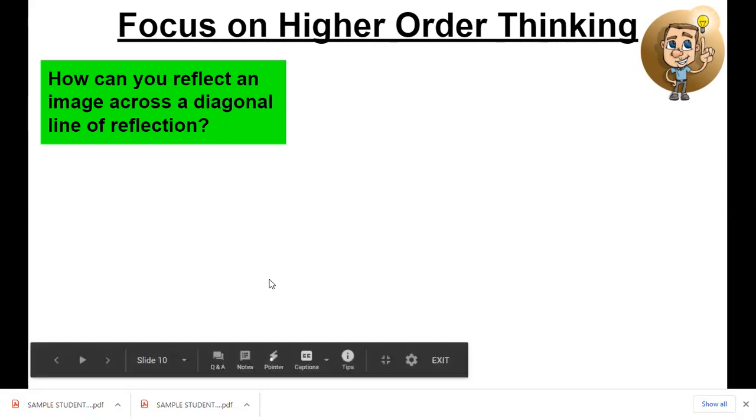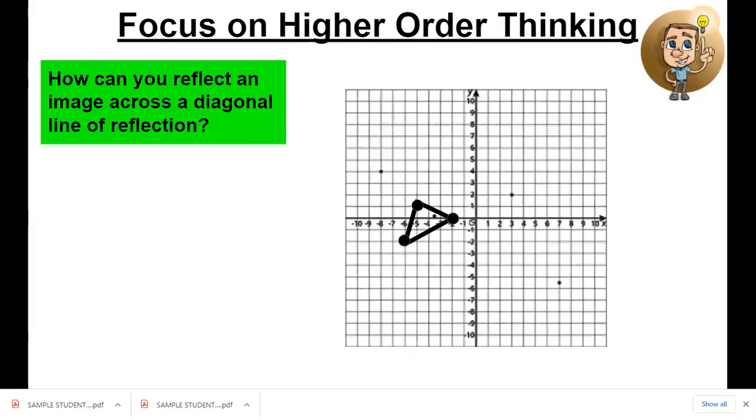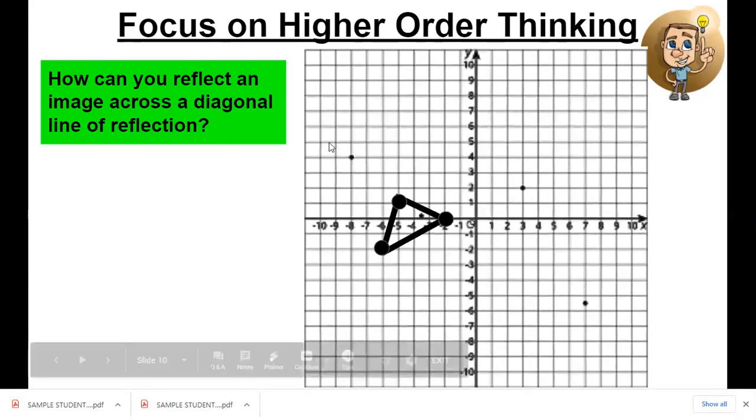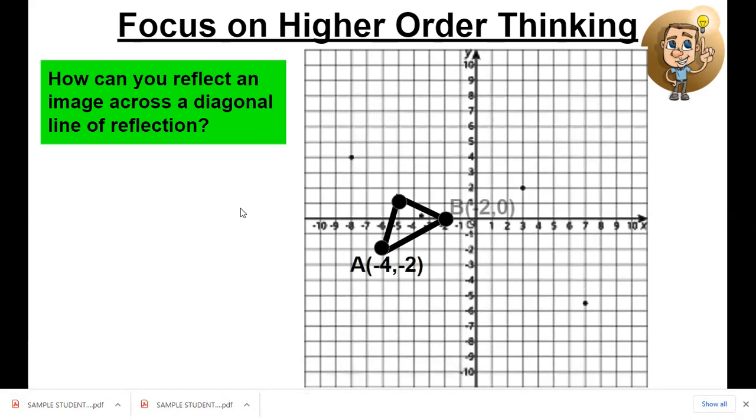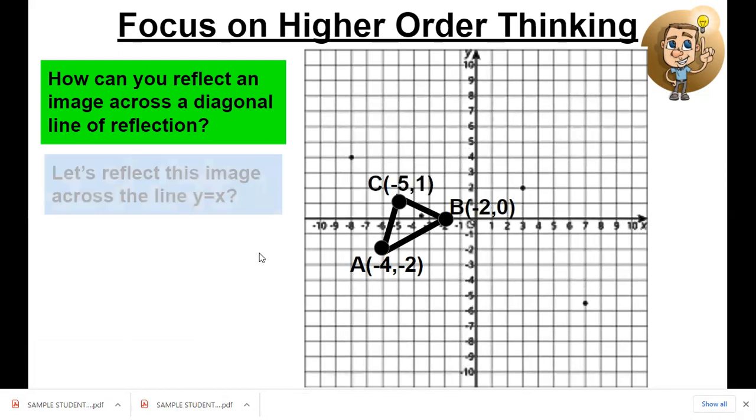Remember I told you you could draw a line anywhere on your graph and you could reflect it across that line. So here I have a triangle. Ignore these little points that were on the picture that I downloaded. So you have this triangle here and we are going to reflect it across the y equals x line. So you're going to say, well, what the heck is the y equals x line, right?